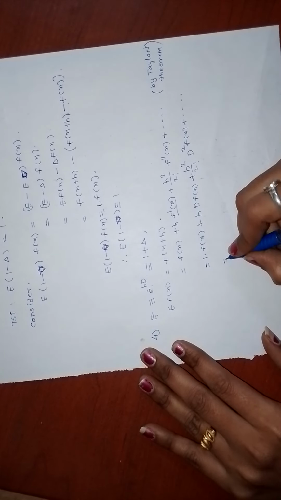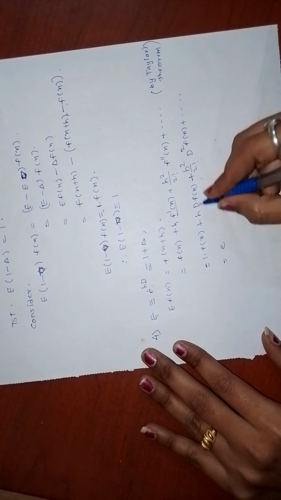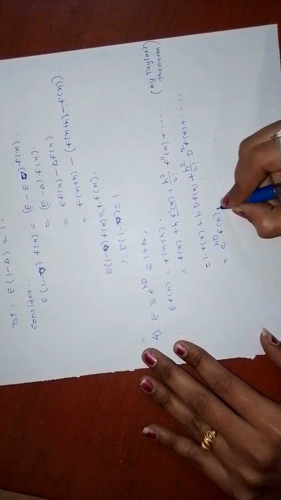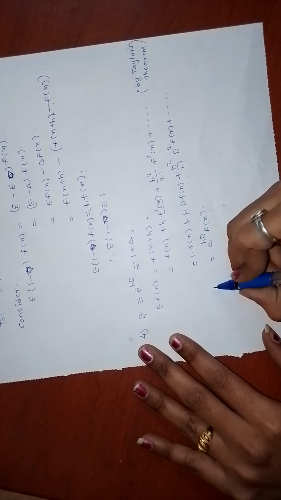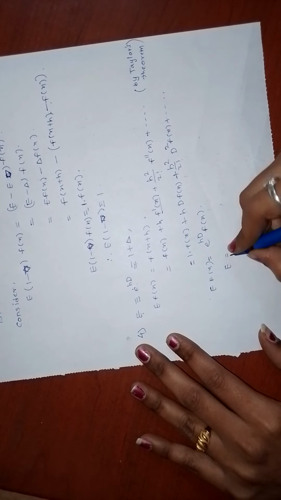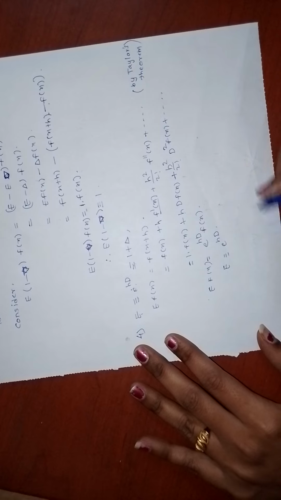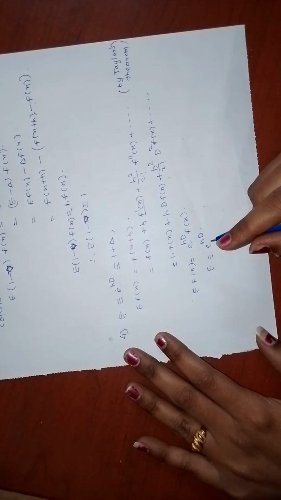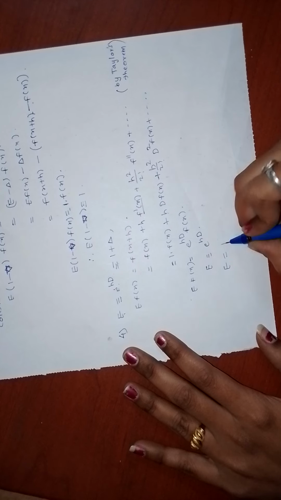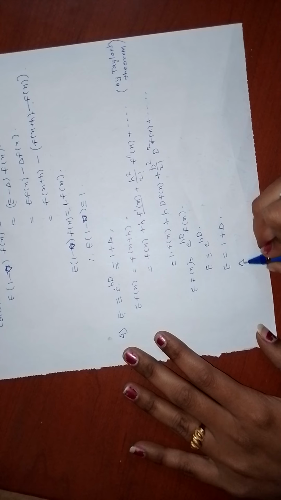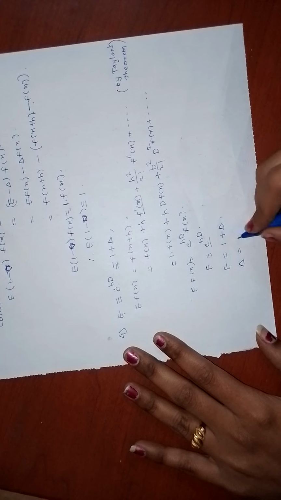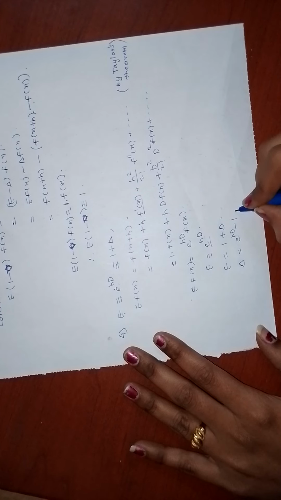And this is the expansion of e raised to hD f of x, and this is E f of x. Therefore we can write E is congruent to e raised to hD. And since E is equal to 1 plus delta, therefore delta is equal to E minus 1. What is the value of E here? E raised to hD, so delta is e raised to hD minus 1.